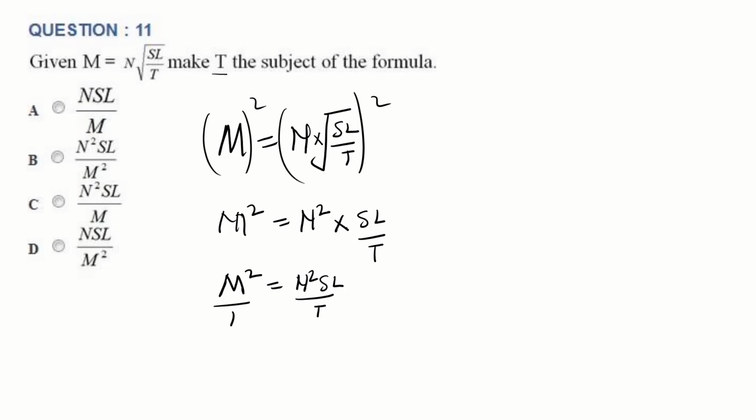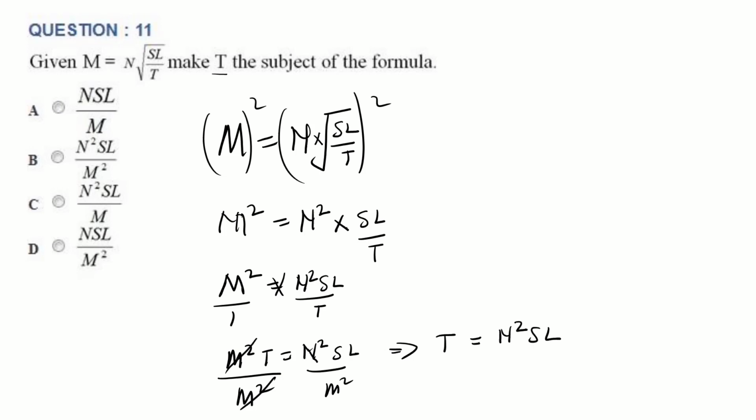Doing cross multiplication, we have m squared t equals n square SL. And here, if you divide through by m square again, m square will cancel out here, and we have t equals n square SL over m square. That is option B.